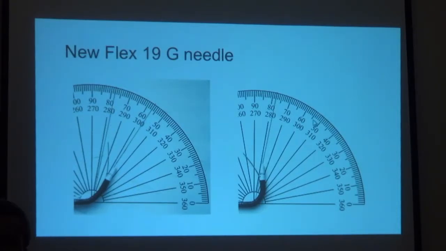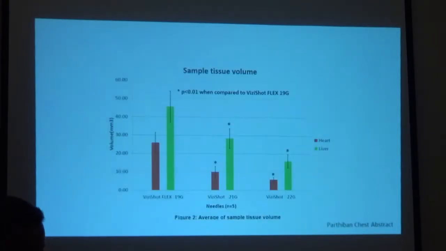It's recently launched, so we don't really have many studies out there. This was just presented last year at CHEST, and it's just a simple ex vivo study. So they just got pieces of liver and heart, and they punctured with the 19 versus the 22, and they showed that you can actually get bigger tissue. So not really a good level of evidence that shows you that this needle will do better.